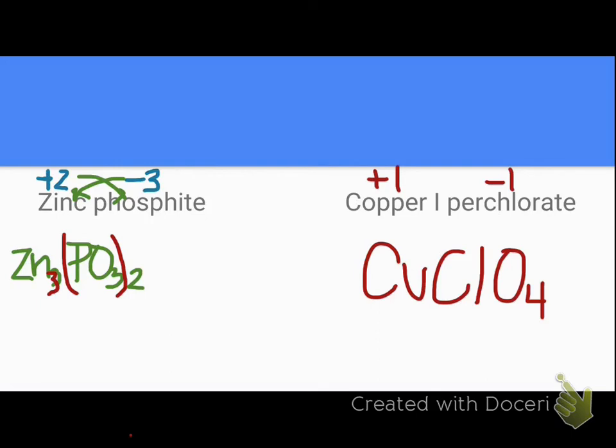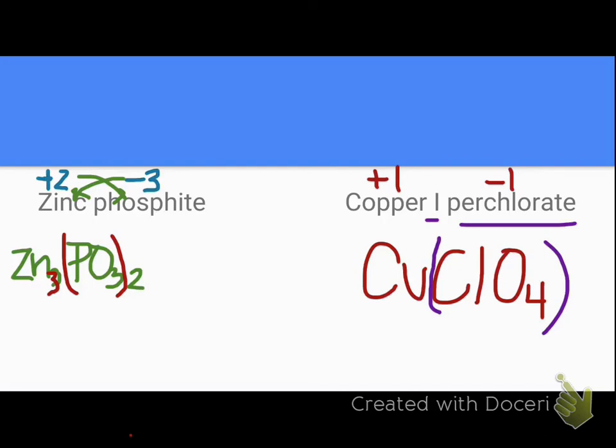Alright, so here's what you should be left with, is CuClO4. That copper, it's indicated to us here that it has a +1 charge. Perchlorate, we know has a -1, so no need to cross our charges there because they already cancel each other out. And then, like I said before, if you added some parentheses here to separate out your polyatomic ion, that's fine. If you didn't add them, that's fine as well. It's kind of up to you.